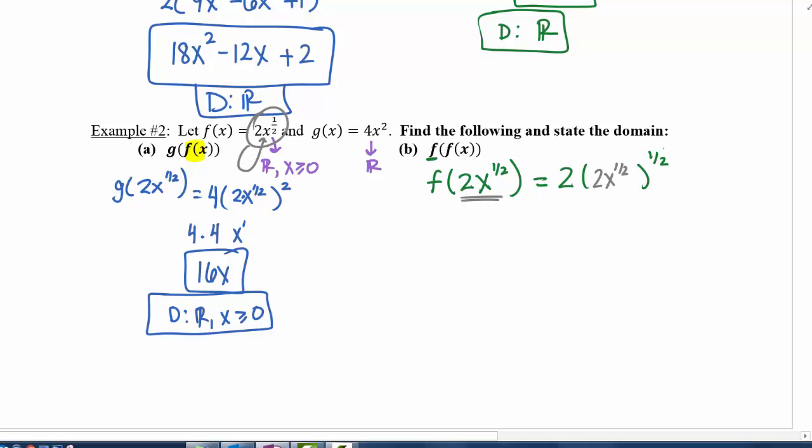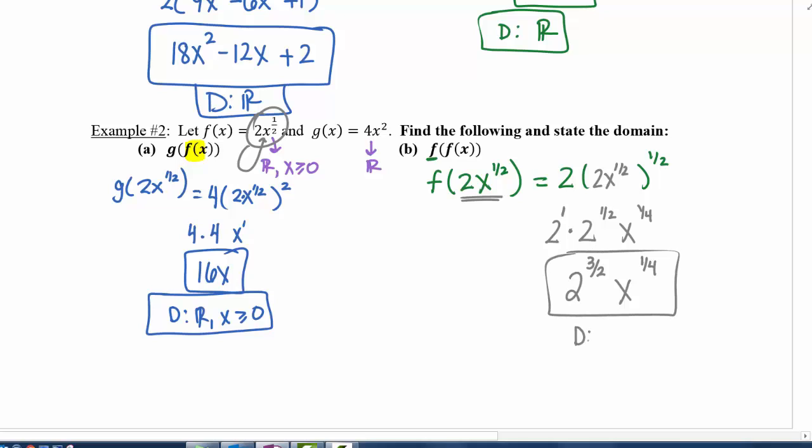Okay, so now I have 2 times 2 to the 1 half, x to the 1 half times 1 half. Right? Power to a power, multiply the powers, that's 1/4. So now these have the same base. That has an exponent of 1. So the base has to stay the same, and then you add the exponents. That's 3 halves. 2 to the 3 halves, x to the 1/4. Okay, so my domain, again, is just a combination of both functions that I used. x is greater than or equal to 0.